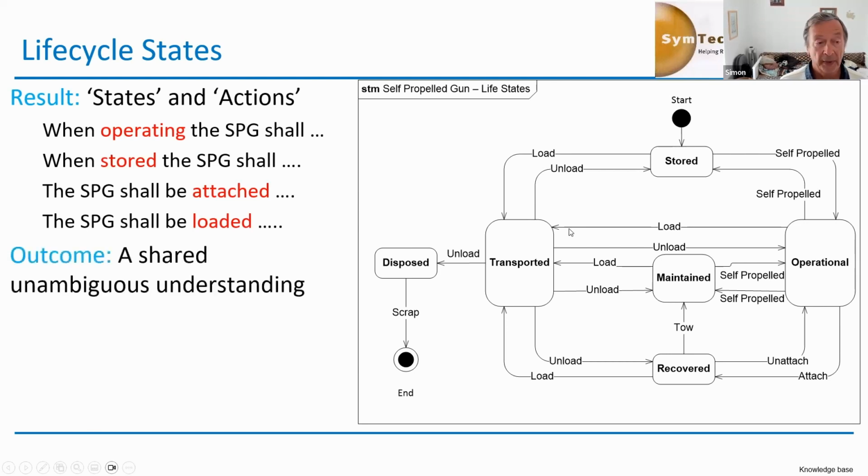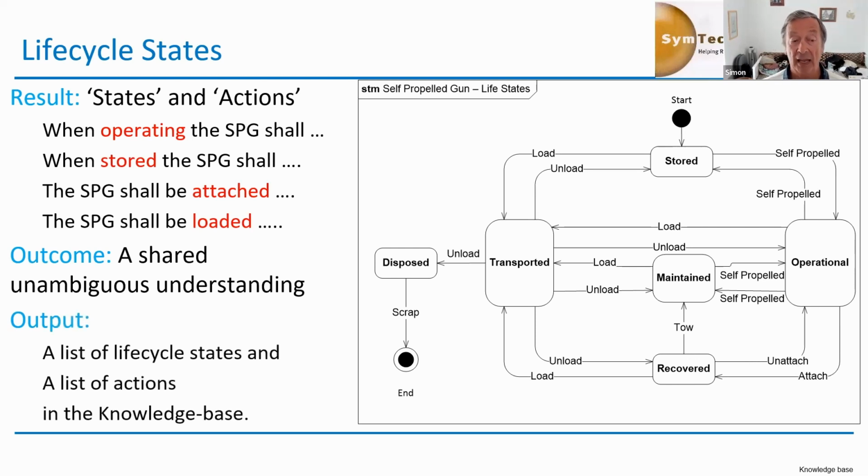And what we've got is a shared unambiguous understanding. By unambiguous, I mean that if you use the word, the SPG shall be loaded, we're not loading a shell into the gun. The SPG is always loaded onto a transporter. It's never attached to a transporter. It's only attached to a recovery vehicle. So there's a subtle difference between loading and attaching, which is valid throughout this project. And we clearly explain to people via diagrams how that shared understanding is achieved.